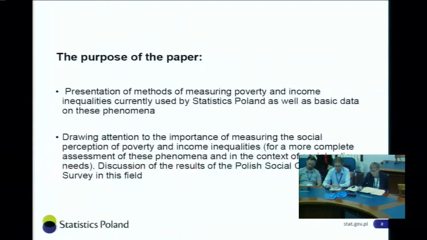In our paper, we devoted the most attention to measurement of social perception of poverty and income inequality. And this aspect is basically ignored in surveys and analyses carried out by so-called official statistics. But in our opinion, it's an important element of social situation assessment. So we have decided to put questions on this subject in the social cohesion survey that we conduct generally every 4 years.